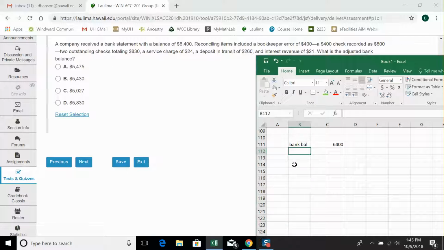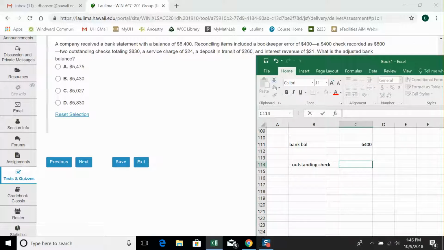Outstanding checks, of course, would be a reducing factor because outstanding checks have not cleared the bank yet. So we're going to use that amount to reduce the bank balance. So 830, I'll make it as a negative. 830 will be subtracted from the bank balance. A service charge actually is showing in the bank balance, so we don't have to do anything with the service charge because the bank already recorded that.